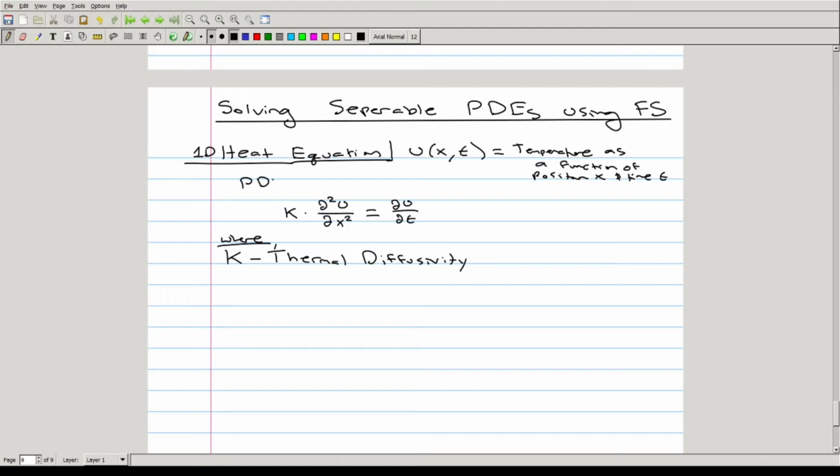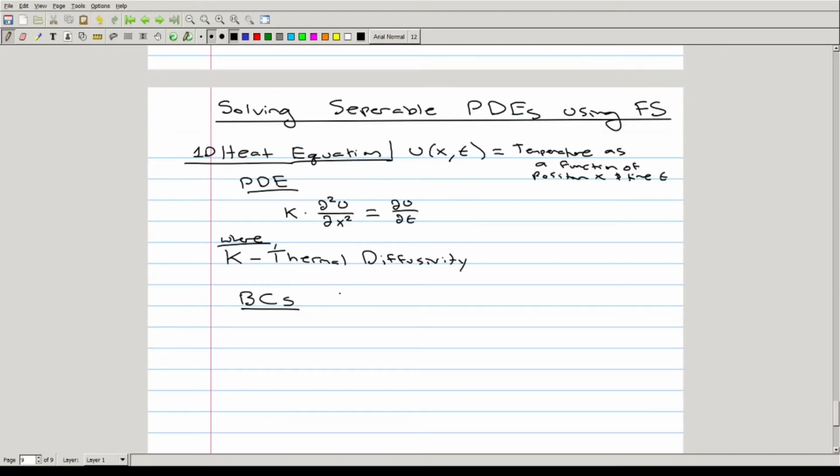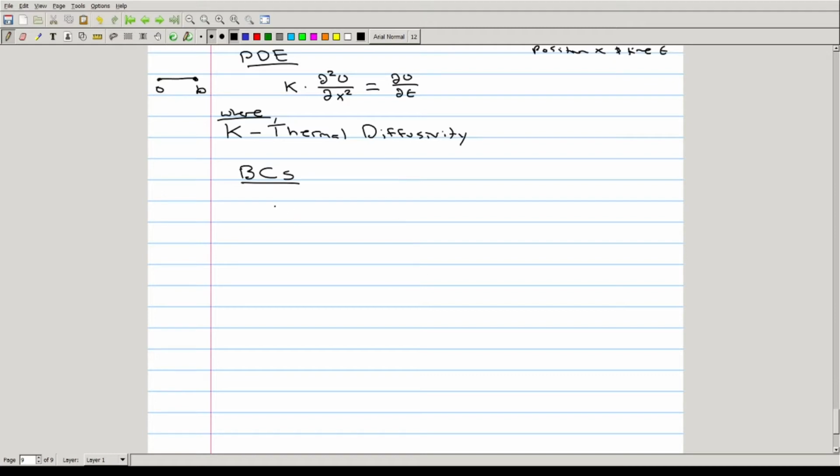So the partial differential equation here is this heat equation. And we actually have to always specify certain boundary conditions. So we'll say that the bar goes from 0 to some length b, and the boundary conditions are actually what are going to make this a separable differential equation.